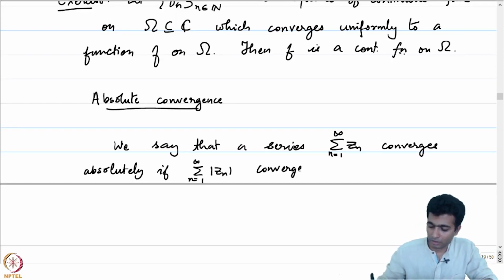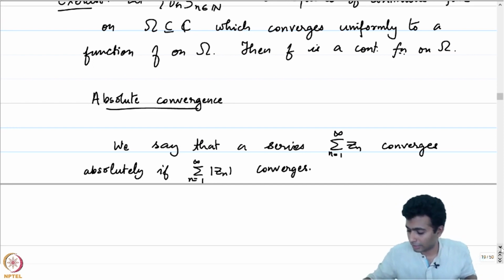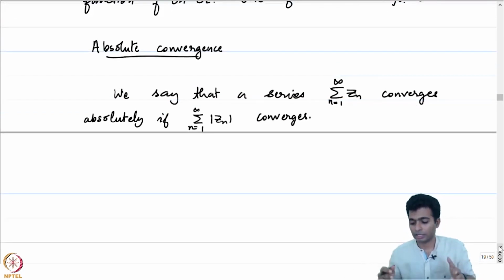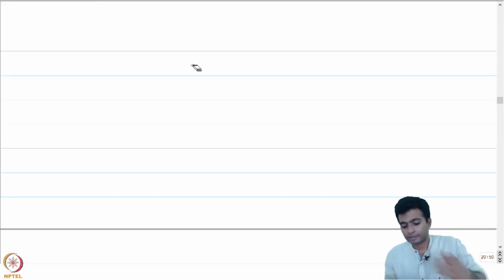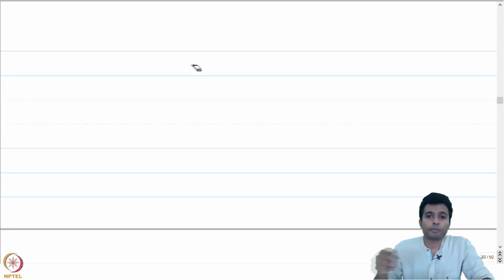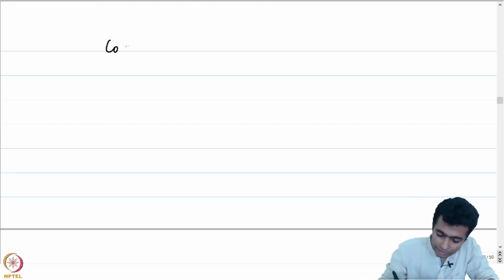It's a very strong notion of convergence in the sense that if a series converges absolutely, then the series itself converges, and not just normal convergence, it converges unconditionally. You look at any permutation of the series, it will still converge to the same limit. So this is a very strong notion of convergence. Let us next define a very important function in the study of complex analysis, namely the complex exponential.